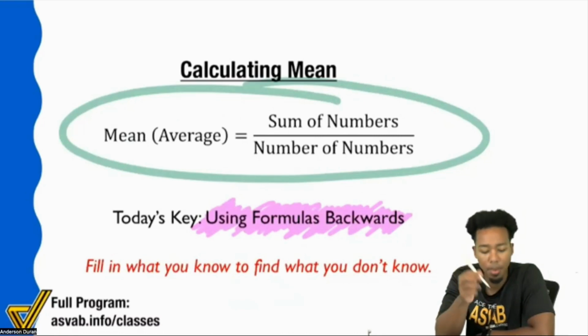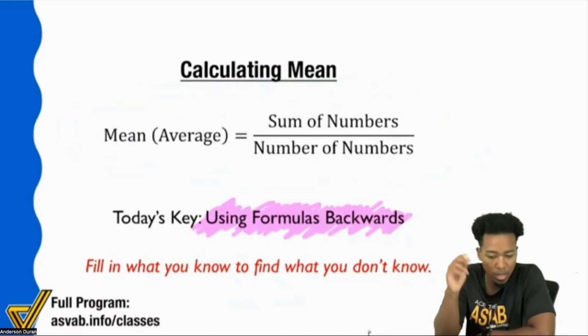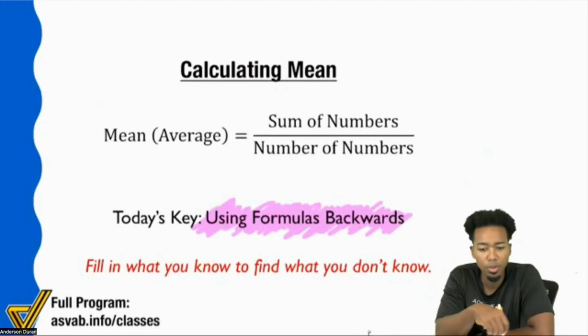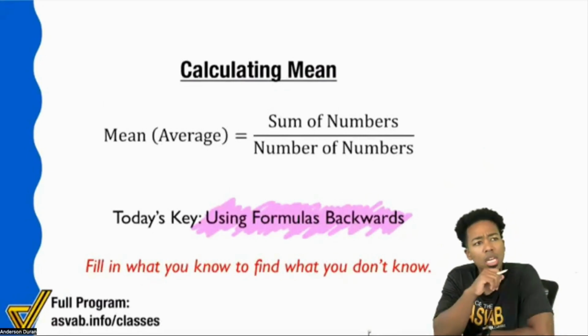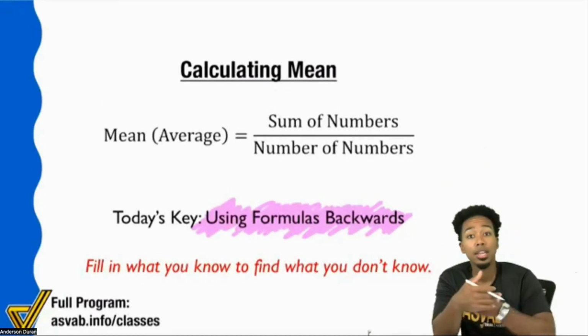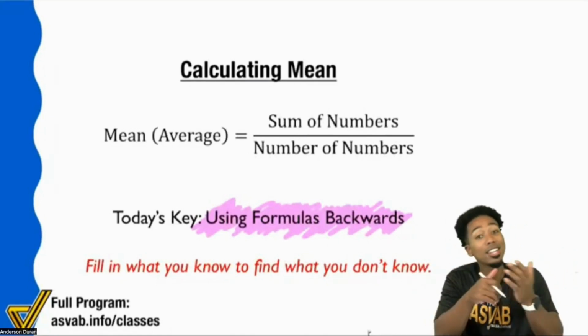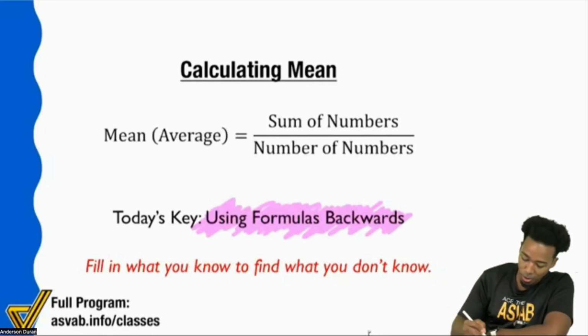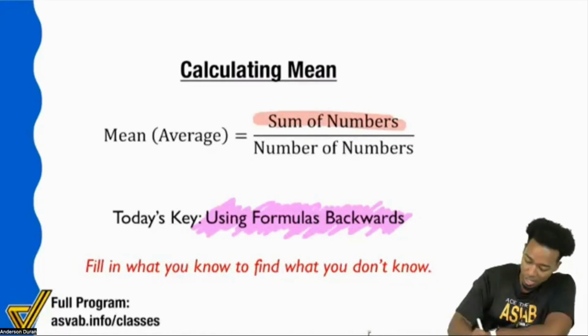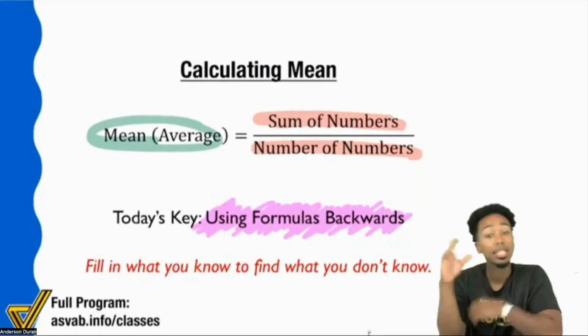Because here's the thing, everybody. Typically, what we would be doing in problems like this is, hey, here's a list of numbers. Give us the average. And so typically, you're going to know what this is, and you're going to know how many numbers you have. And then the goal is to go ahead and find what the mean is.